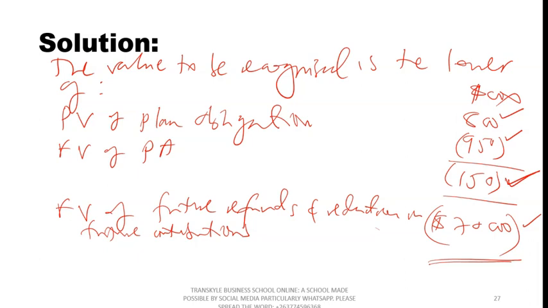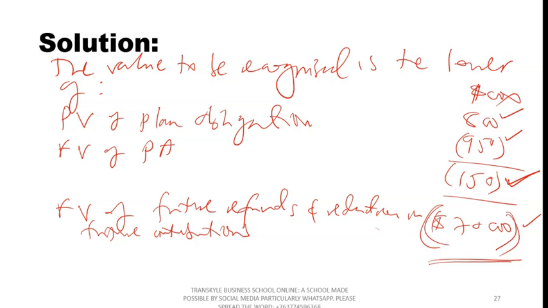So obviously, this 70,000, since it is an asset, it's better for us to put it in negative. However, when you are comparing, you just have to ignore the bracket and assess the figures without the bracket. So the lower of the two figures, 150,000 and 70,000, is 70,000.